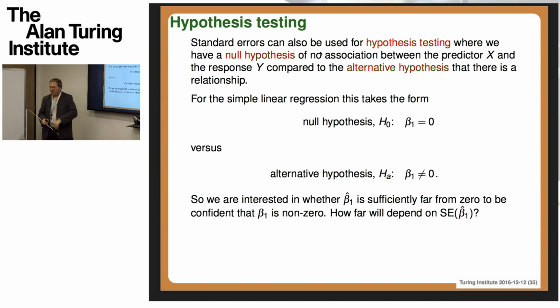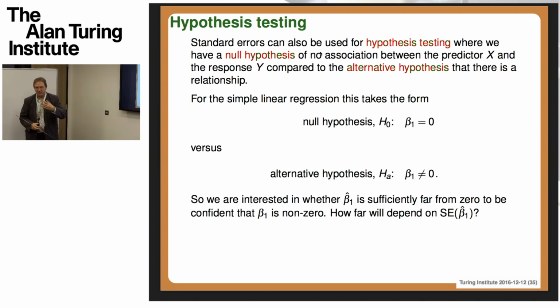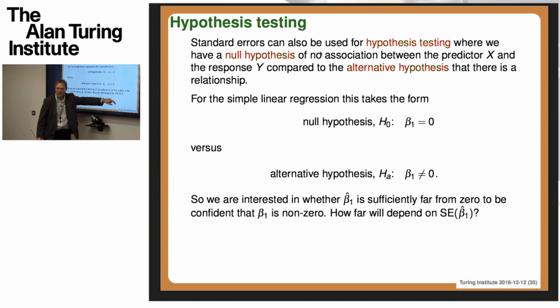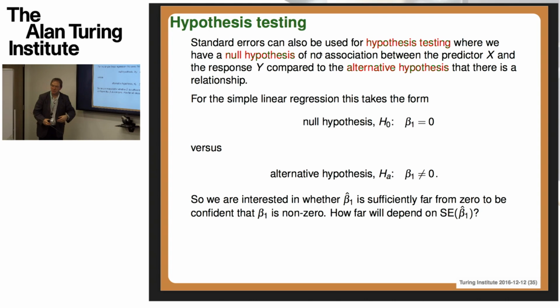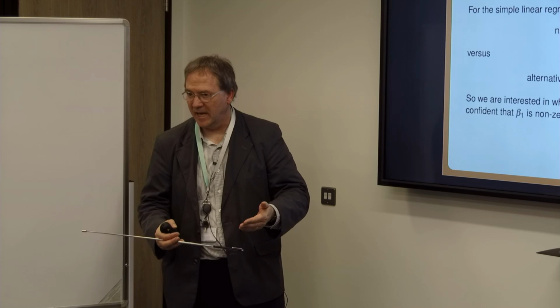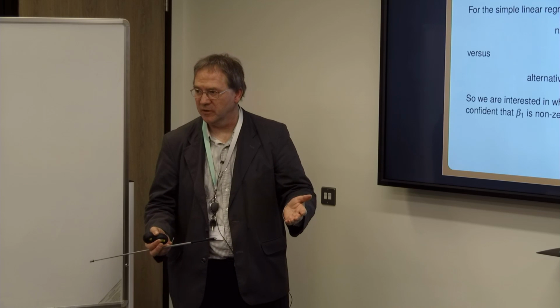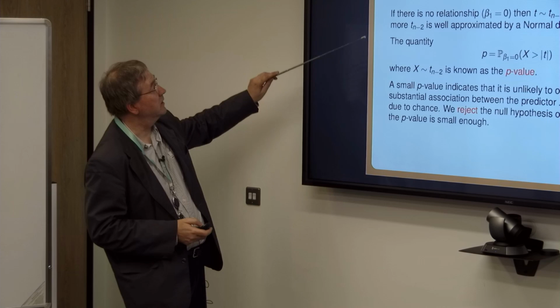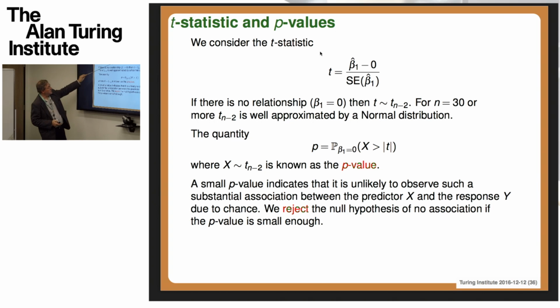But the question is, how far should beta 1 hat be away from 0? Presumably that is controlled by how variable beta 1 hat is. If it's got high variability and we observe a reasonably high value of beta 1 hat, then that could just be due to the chance variability of beta 1 hat. So that leads to the idea of the so-called t-statistic. We look at the quantity beta 1 hat minus what it would be under the null, that's 0, divided by the standard error. So how many standard errors worth of deviation are we away from 0?